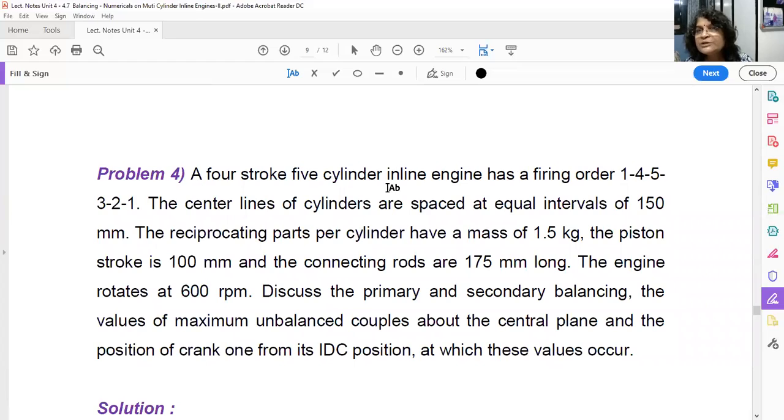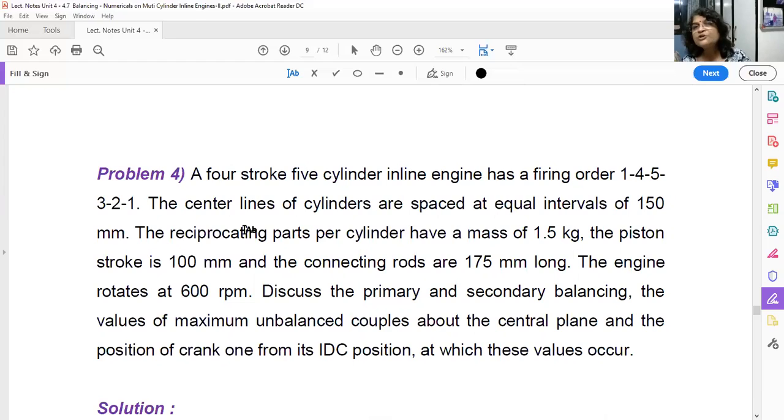A 4-stroke 5-cylinder inline engine has a firing order 1, 4, 5, 3, 2. It is a 5-cylinder engine: 1, 4, 5, 3, 2. You can write it this way because it is repeated; after 2 it will again be 1, 4, 5, 3, 2.